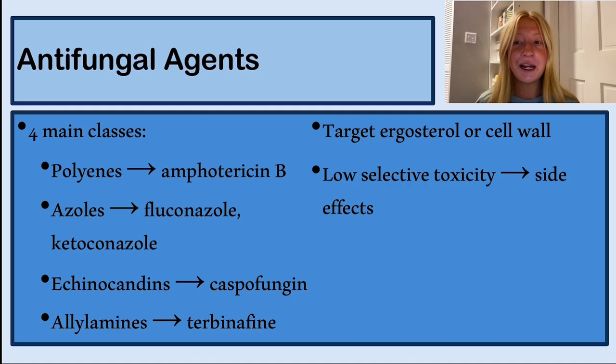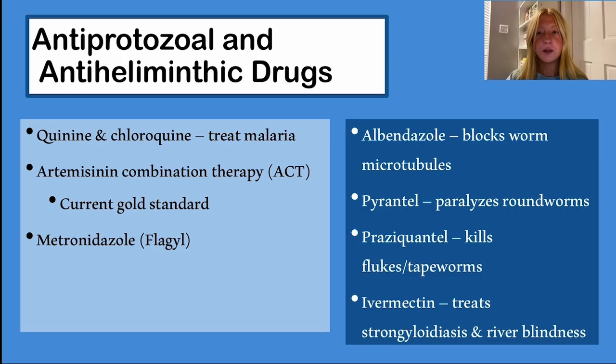Fungi are tricky because their cells are very similar to ours. Most antifungals attack ergosterol, which is similar to cholesterol. Amphotericin B is super effective, but it's toxic. Azoles are safer and more common for things like yeast infections.